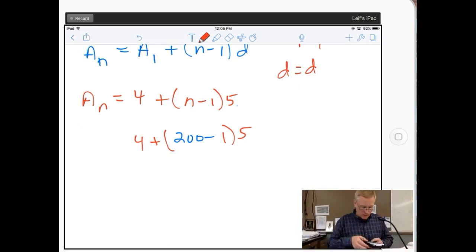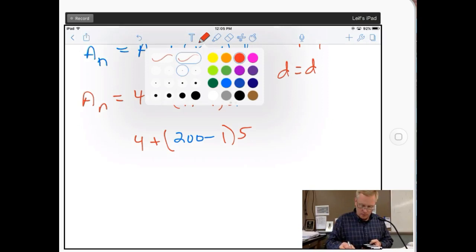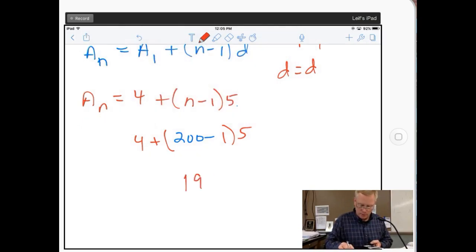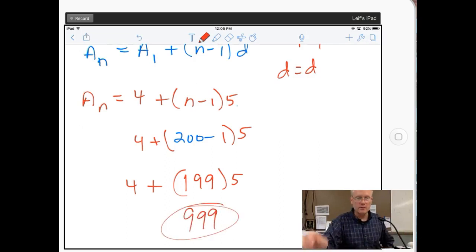Okay, so 200 minus 1 is 199, and 199 times 5 is 995, plus 4 is 999. Nice. Oh, 999.